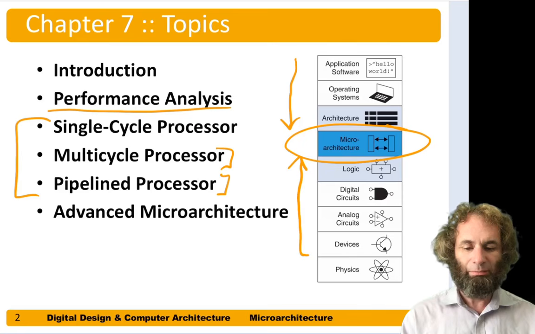Finally, we'll look at the pipelined processor. Earlier we'd talked about a pipelining example of doing laundry, and in the same way we can overlap the execution of various instructions to make them run a lot faster. So all modern processors where performance matters are pipelined. Finally, we'll survey some of the advanced microarchitecture techniques used in current processors.